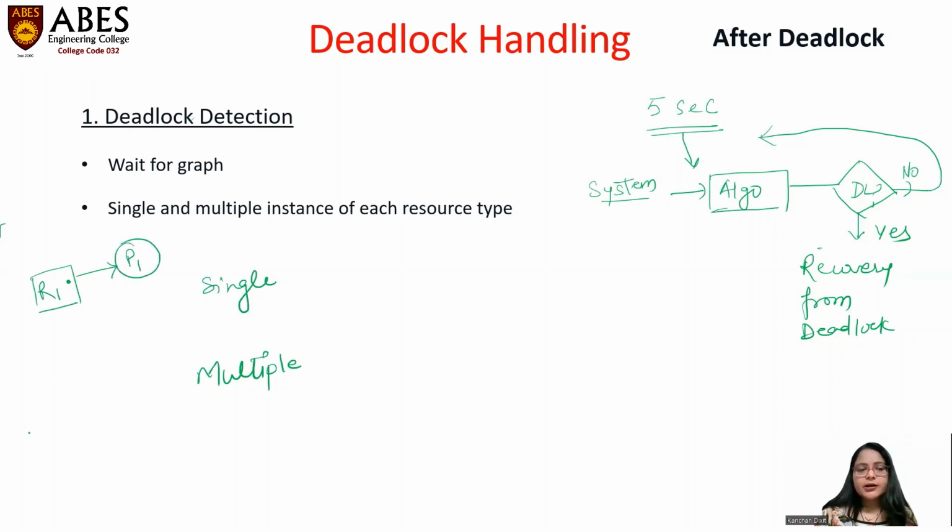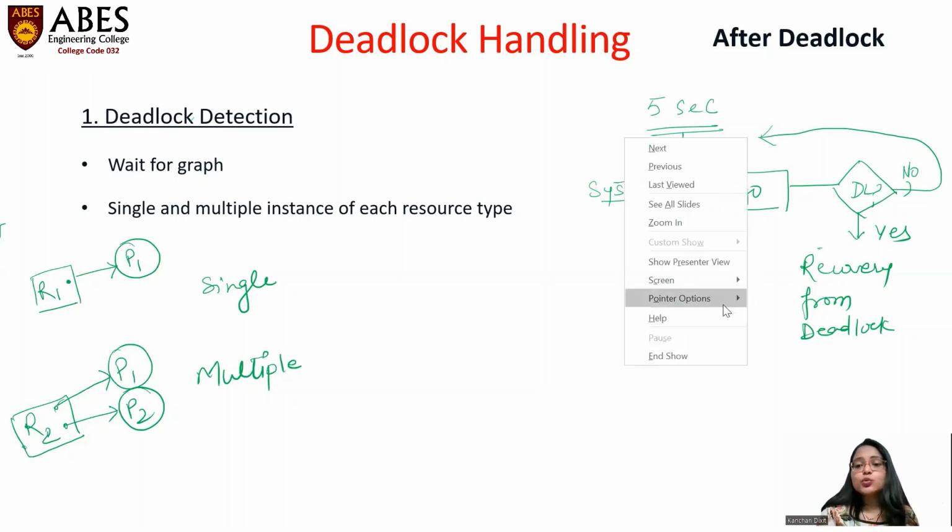But if there are two instances of any resource, then at a time it could be allocated to two of the processes. So this is the difference in between multiple instance of each resource type and single instance of each resource type. Now, how to handle these two different variants?